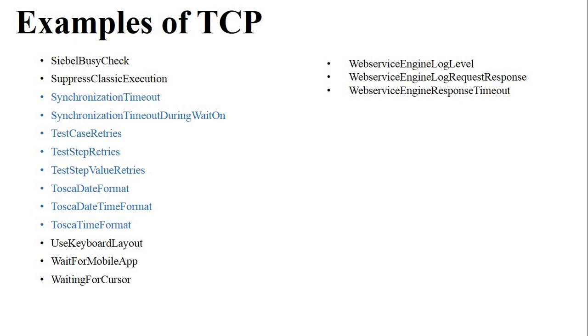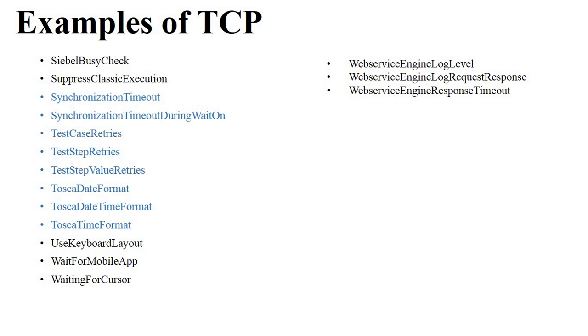Synchronization timeout we mostly use when you want a delay in between your first module execution and the second module execution. And the synchronization timeout during the wait on is related to the module attribute, delaying till the element is visible or clickable or selected. You can provide the delay. And the test case retries, test step retries, step values, date and time format, these all are the most commonly used configuration parameters we have in Tosca.